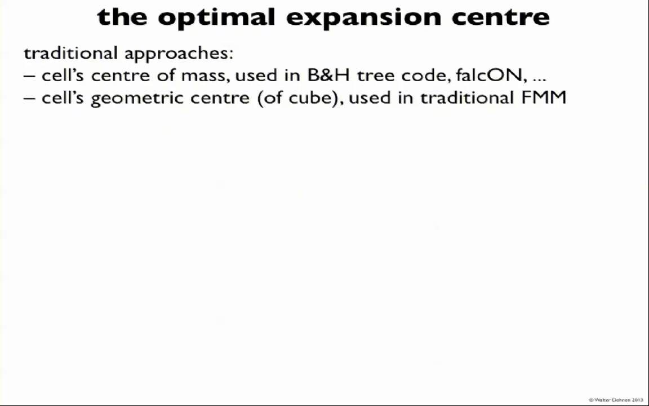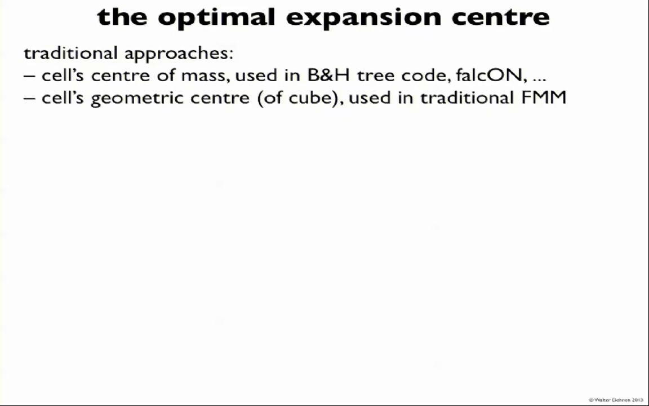One thing, there were three short choices on my last view graph. And one thing that I'm pretty confident I know, of course it has to do with experiment, is the question, what is the optimal expansion center? There have been two traditional choices in the past. One is to use the cell center of mass, which I think is used in Gadget, I don't know, but it has traditionally been used in tree codes and also in my code. Or the traditional FMM approach is to use the cell's geometric center.